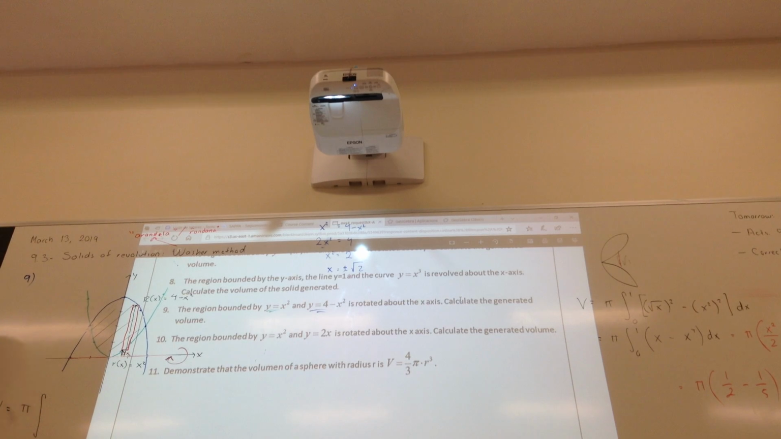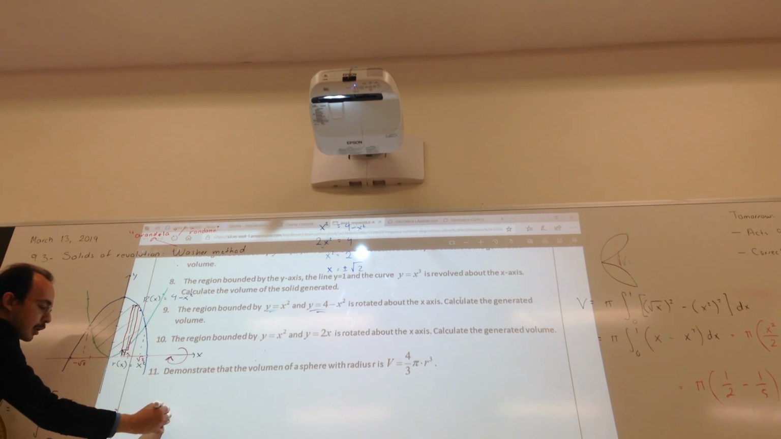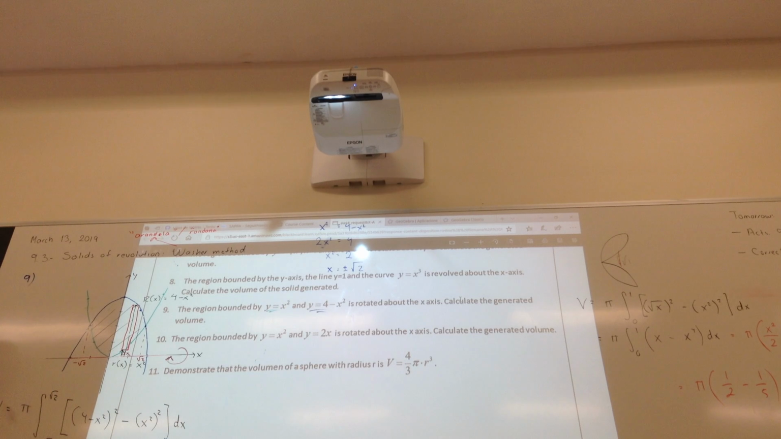So, my limits, this limit here is at minus square root of 2. This limit here is at square root of 2. So my integral is going to be from minus square root of 2 to square root of 2, and then will be what? 4 minus x squared, all squared, minus x squared, all squared, times dx. Yeah?